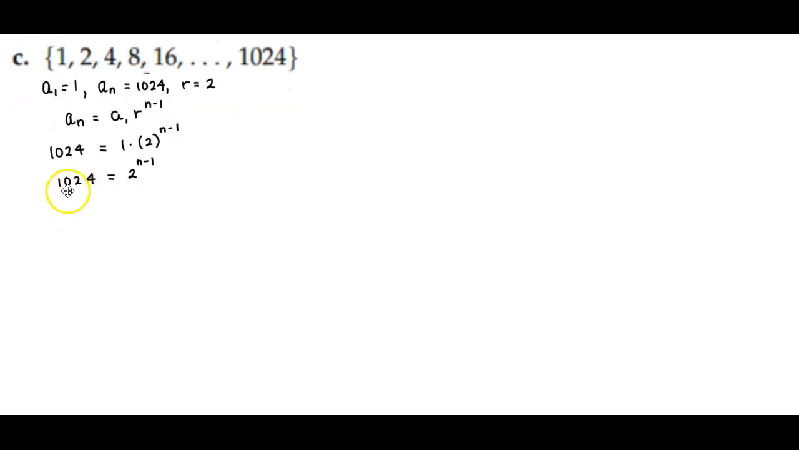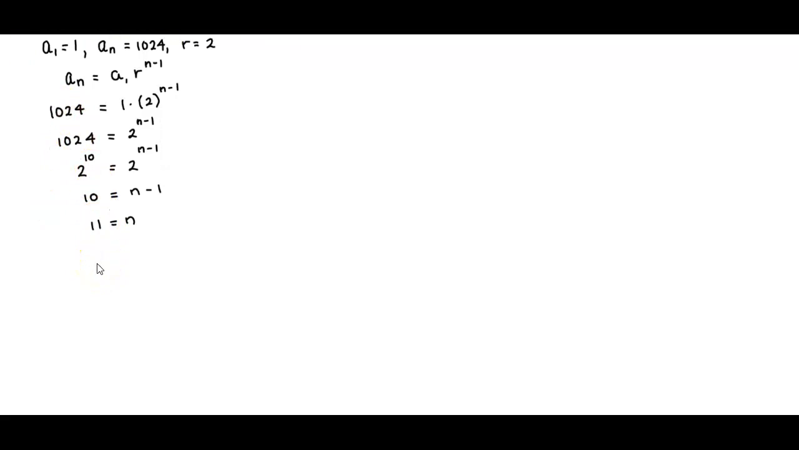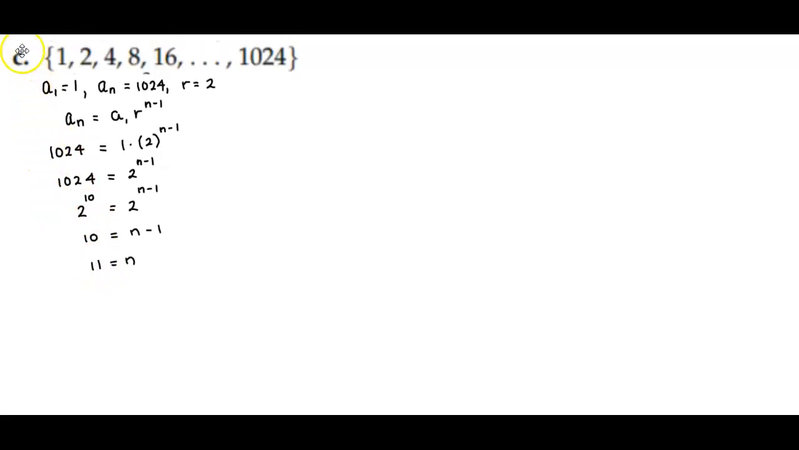And so we need to write this number with the same base as 2. Well, that's the same thing as saying 2 to the 10th power, which is equal to 2 to the n minus 1 power. Now, since they both have the same base, we can set the exponents equal to each other. So 10 is going to equal n minus 1. Adding 1 to both sides, then n is going to equal 11. So that means 11 is the cardinal number for that set.